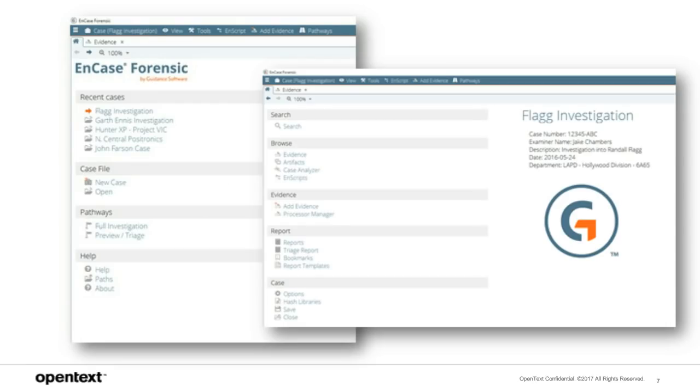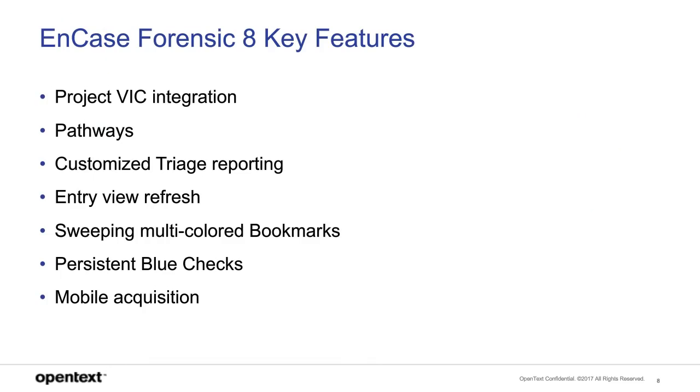Now, some key features which we have added to EnCase 8, other than the ones which you already know about, are Project VIC integration. You can receive hash sets of images and also submit back images to help out other investigators when you're doing child exploitation cases. Another cool thing which we've added is pathways. These are really custom workflows which you can define as a step-by-step way of solving a case, and you can create your own or use a predefined one. Really great for junior investigators.